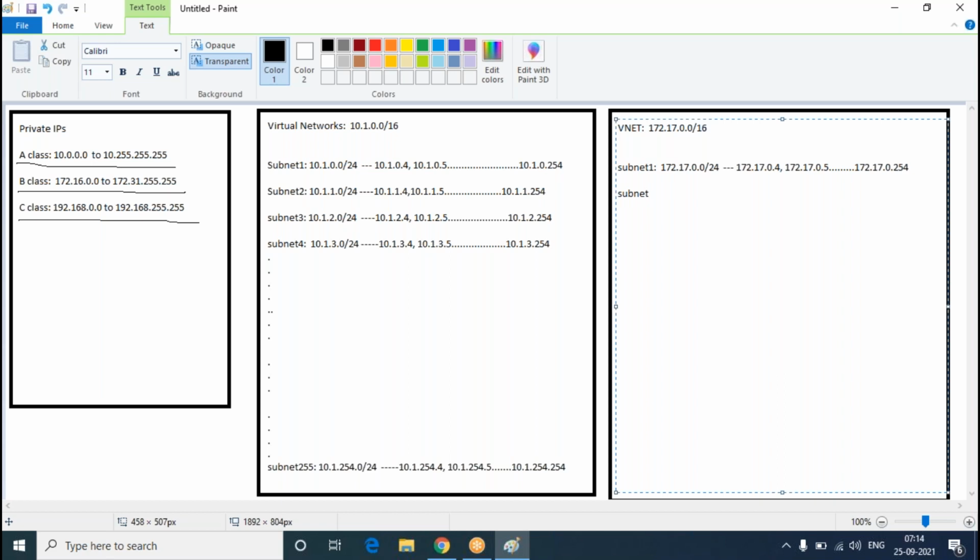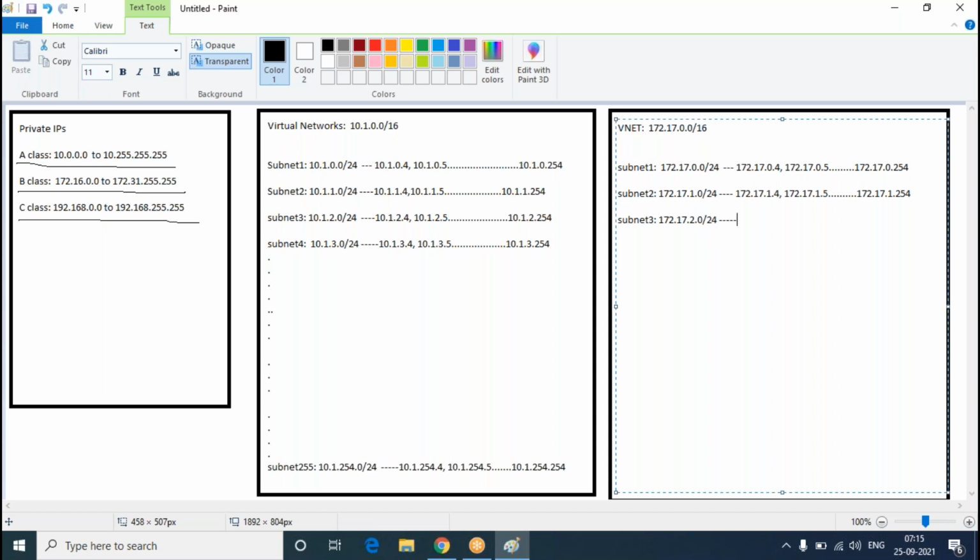Subnet 2, anyone? 172.17.1.0. That's excellent. Very good. So here it will give the IP of 172.17.1.4, 172.17.1.5. Again, this can grow up to 172.17.1.254, like that. Subnet 3: 172.17.2.0/24. This way, that's it.